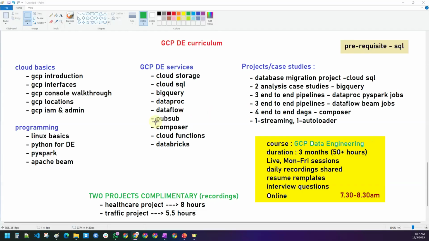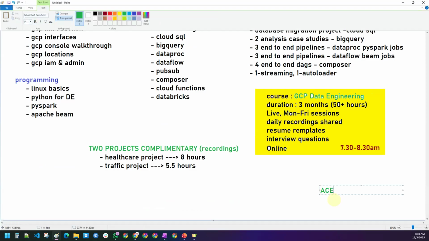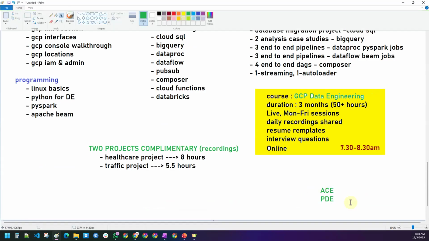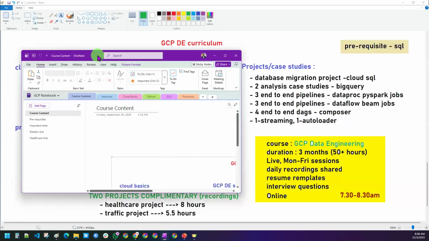For the certifications available in GCP, for those people who want to go for certifications, there are two certifications mainly. One is Associate Cloud Engineer, one more is PDE, Professional Data Engineer. Professional Data Engineer is the main one. Associate is very simple, very easy to crack. And one more advantage, guys, I did not tell you.